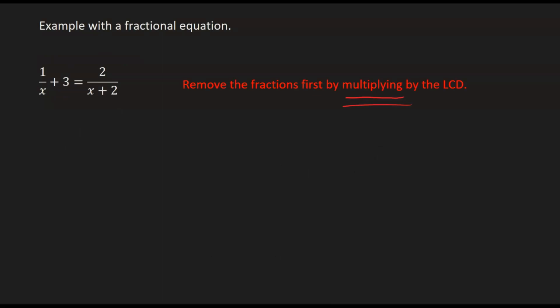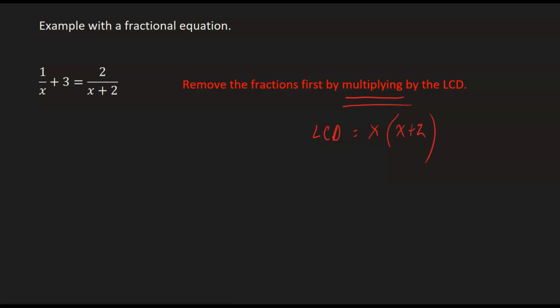I have one last example involving fractions within the equation. Let's see. To remove the fractions, first we multiply by the lowest common denominator. And actually, the lowest common denominator is going to be equal to the product of the 2 denominators and then any common factor taken out, which there aren't. So the lowest common denominator in this case is x times x plus 2. So let's multiply through each term by the lowest common denominator.